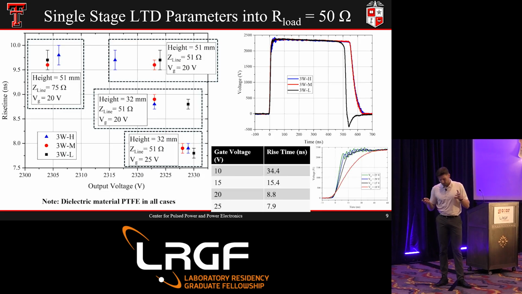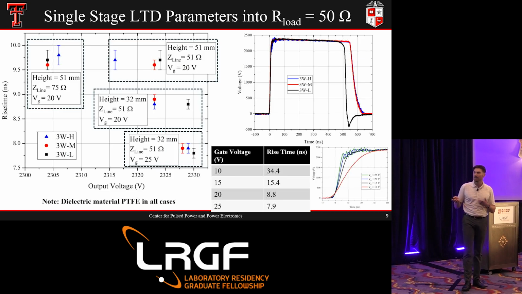So this slide, I know there's a lot of information on this slide. I'm going to start over here in this corner. This was the initial set for a single stage. It is a 2-inch height, 51 millimeters, transmission line. The inner stack impedance was 75 ohms, and we had a gate voltage of 20 volts. And then each of these represents a different type of magnetic material. I'll talk about that on the next slide, but for now, we'll just talk about the parameter sweep we looked at to optimize the LTD.